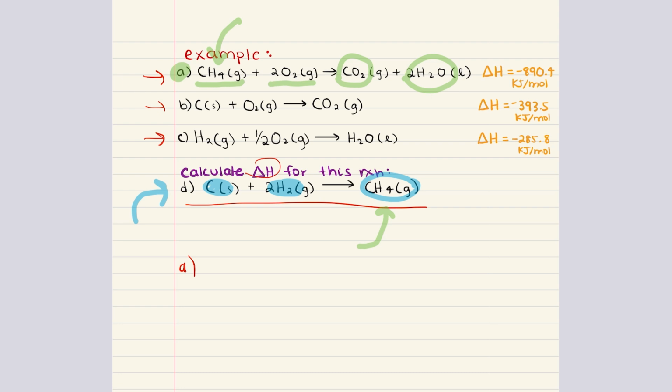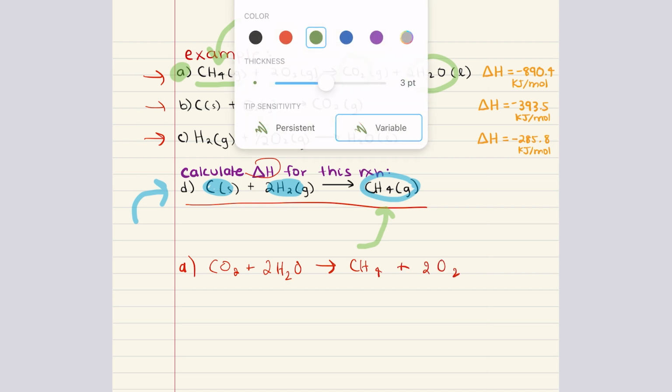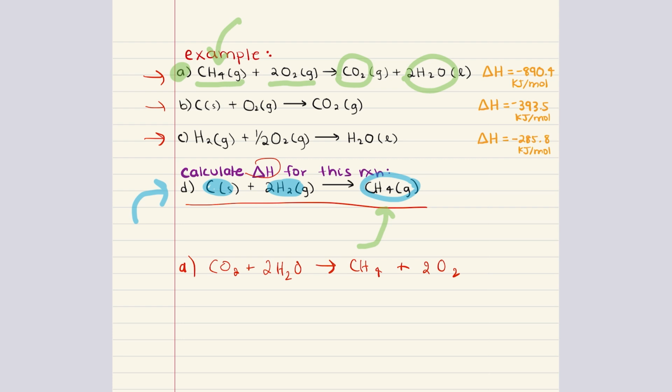We're going to reverse the reaction so that when we add it with B and C, methane is in the products just like it should be for our target reaction. So I'm going to go ahead and write this in reverse. Carbon dioxide plus 2 moles of water give us 1 mole of methane plus 2 moles of oxygen gas. Now, there's a consequence to us reversing this reaction. Delta H, the sign has to change. So for this reverse reaction, delta H is going to be positive 890.4 kilojoules per mole.